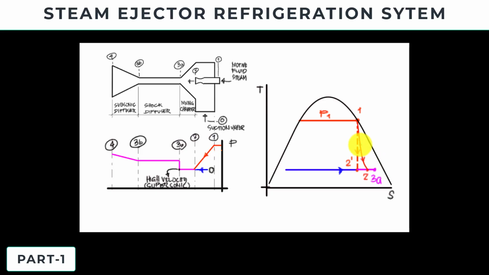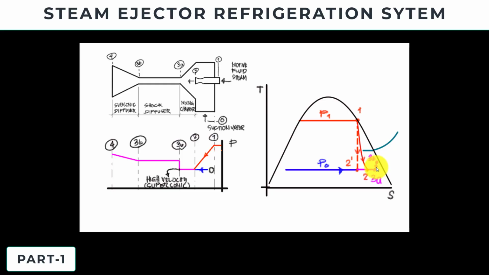And so that will be my point 3D, and the process of the line goes there. So there is a slight increase in pressure, from pressure O to 3B.